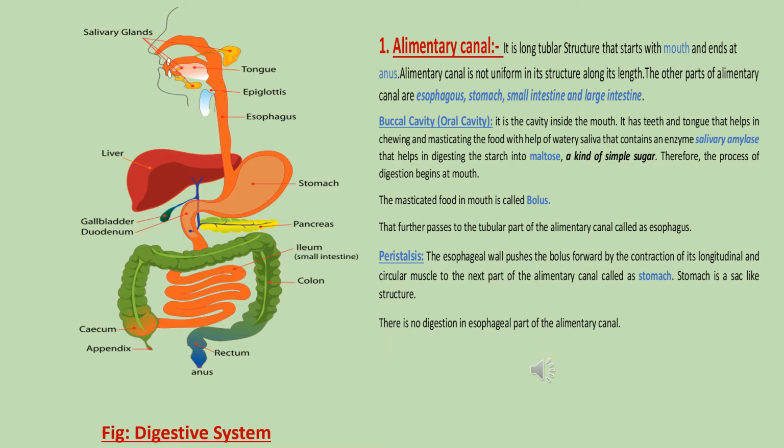The human digestive system has two major parts. One is the alimentary canal and the other is the digestive glands.